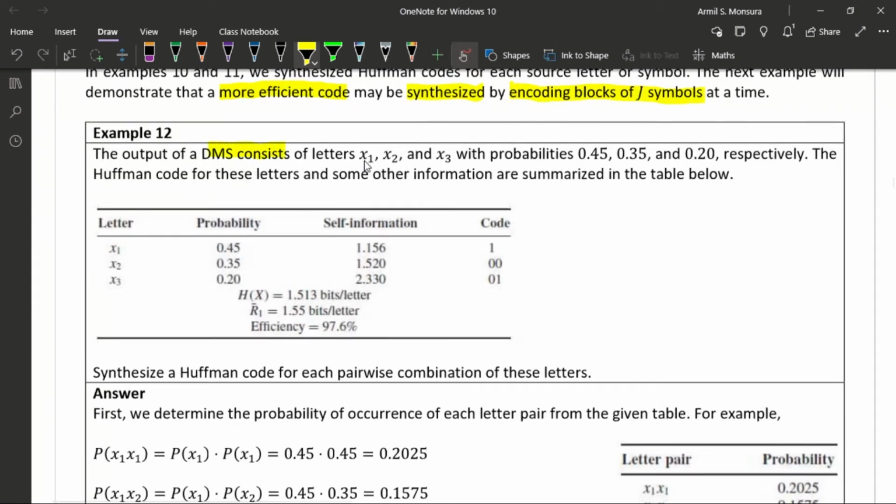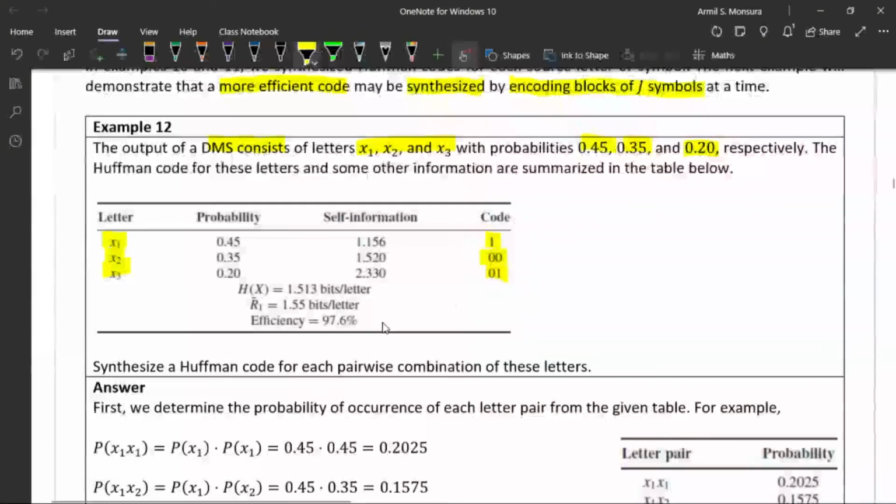With a DMS having 3 letters, X1, X2, and X3, the probabilities for each letter are given as 0.45, 0.35, and 0.2. At the start, for each letter, we have a Huffman code. We have already generated a Huffman code for each letter. Using that Huffman code, we characterize these codes as follows. The average code word length for this set of codes is 1.55 bits per letter, and the efficiency of this code is 97.6.